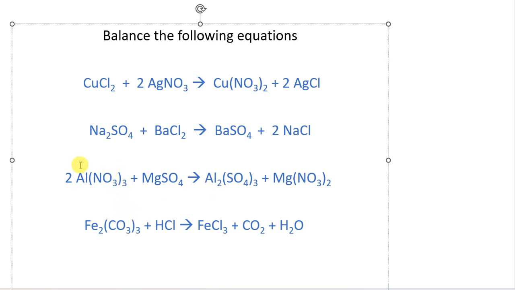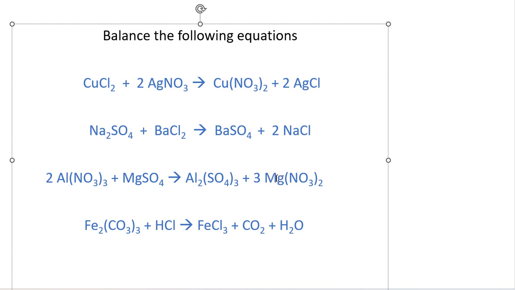NO3. In Al(NO3)3, I've got 3 NO3 units. My coefficient tells me I've got 2 of the whole thing. That's 6 NO3 units. I need 6 on the right. Mg(NO3)2 gives me 2 NO3 groups. I need 3 of the whole thing. Next, Mg. Only 1 in MgSO4. And now, because of my new coefficient, I've got 3 Mg on the right. I must have 3 MgSO4 to begin with.